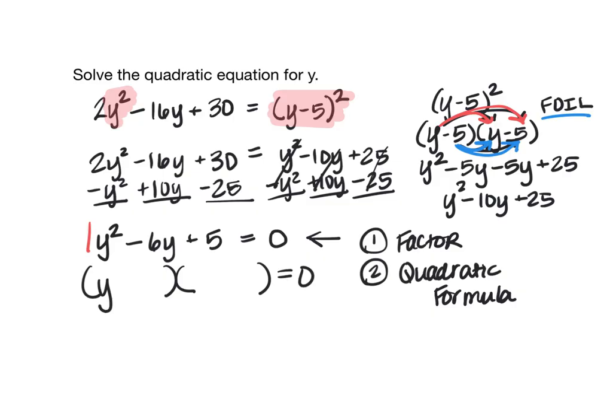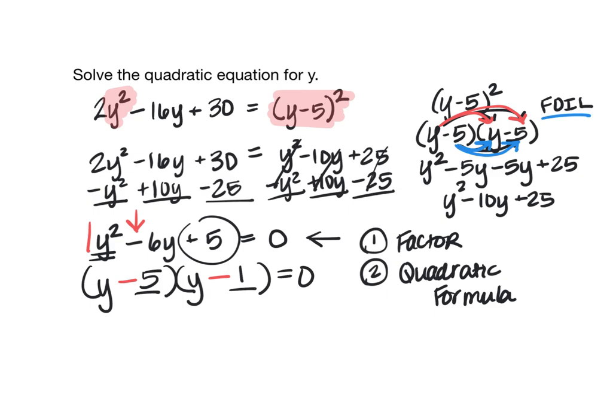We know that y times y will give us this y squared, and then the last position here needs to multiply to give us the positive 5. So we know we could do positive 5 times positive 1, but we also could do negative 5 times negative 1. And since we have a negative 6y right here, that tells us we want both of these to be negative. I always recommend you check your factoring before you move on, so let's check this.